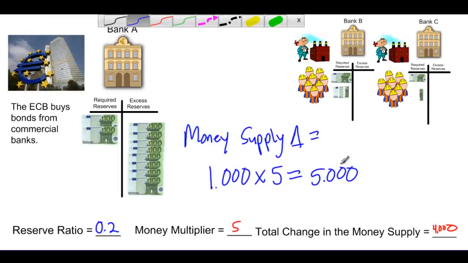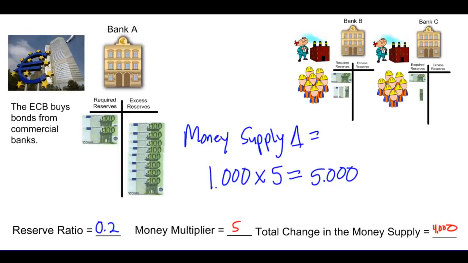Now, why, when private individuals put 1,000 euros into the banking system, did the money supply only increase by 4,000, as opposed to when the central bank buys bonds, when it increases by 5,000? This is because money held at the ECB is not counted in the nation's money supply. Therefore, the central bank's purchase of government bonds increases the money supply by more than when a private spender or saver puts money into the nation's banking system.